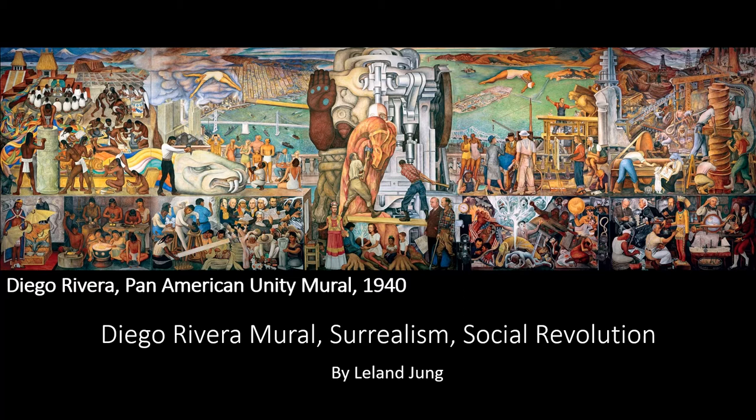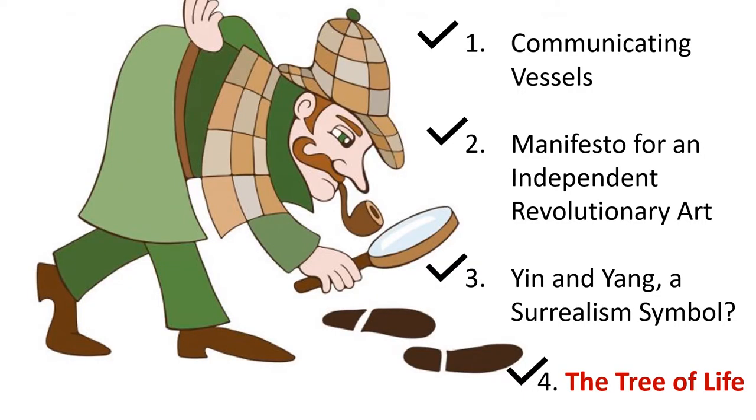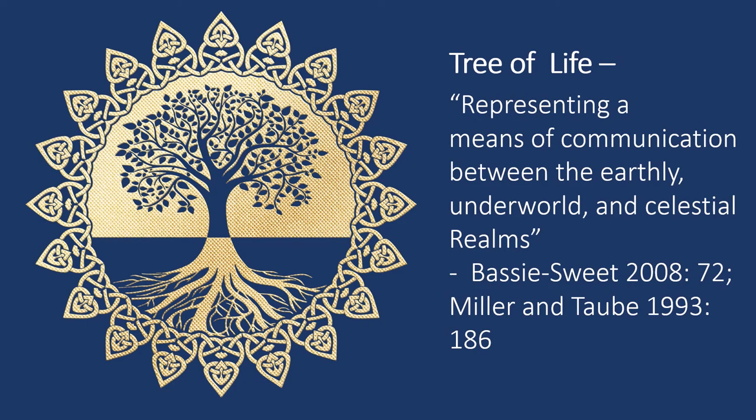This video is the fifth video in our series on our college's Diego Rivera Pan-American Unity Mural. In the series, we play detectives looking for clues in history and the mural for the Surrealism Movement and Social Revolution. This video focuses on the Tree of Life, a symbol used in Mexican culture and globally as a way to communicate between the earthly, underworld, and celestial realms.